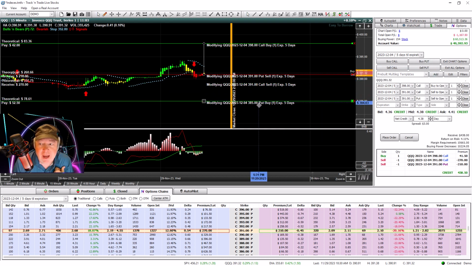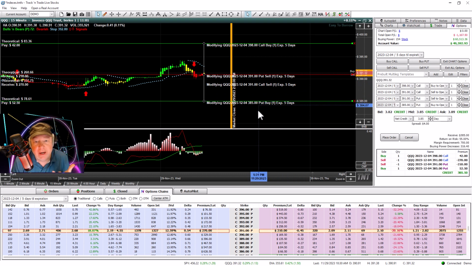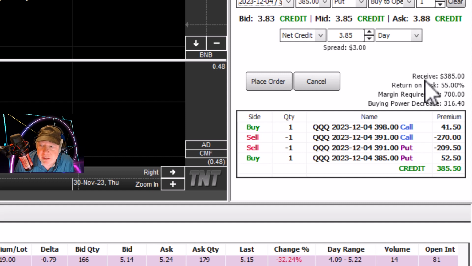So if we do that, what we have is we end up with our iron butterfly. So now the whole idea here is that we are selling the options at the money to collect the premium, both a put that we sold and a call that we sold. Now, if you come over here and look, with this particular setup, we're going to receive $385. The return on our risk is going to be 55%, and the margin required is $700. So the buying power decrease is 316.